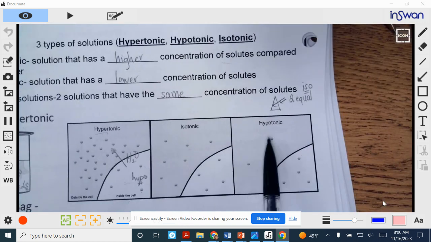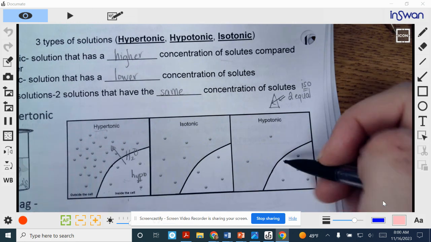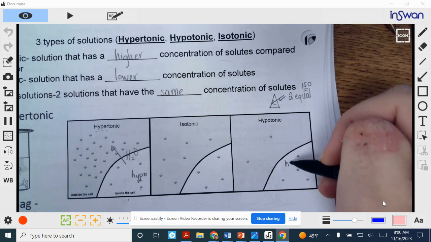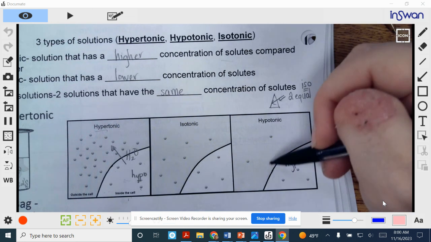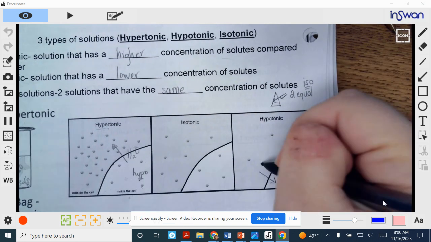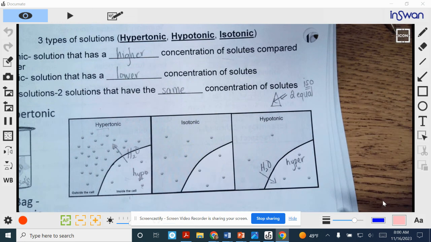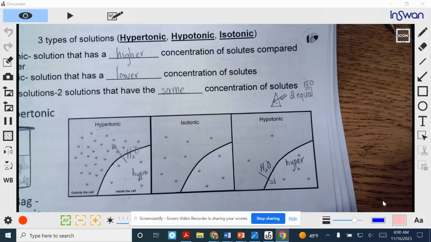Let's go over here, and if we put a cell in a hypotonic solution, we can have cell death as well. If the outside is a hypotonic solution, then that means the inside of the cell is a hypertonic solution. Water will go into a hypertonic solution. If too much water goes in, just like if too much water goes into a balloon, then your cell is going to burst and it's going to die.